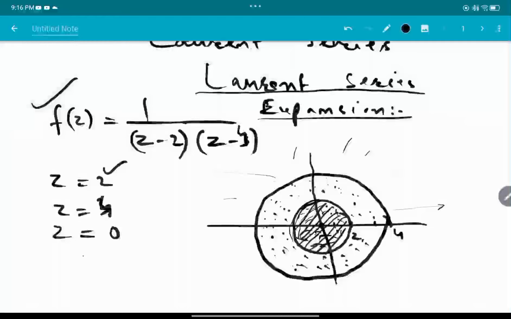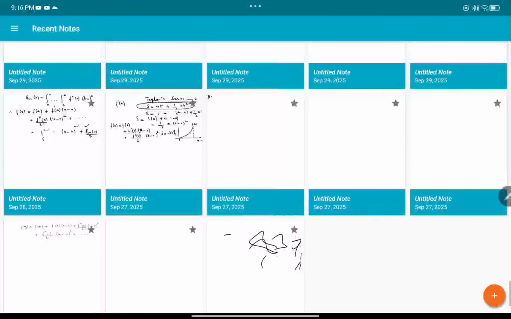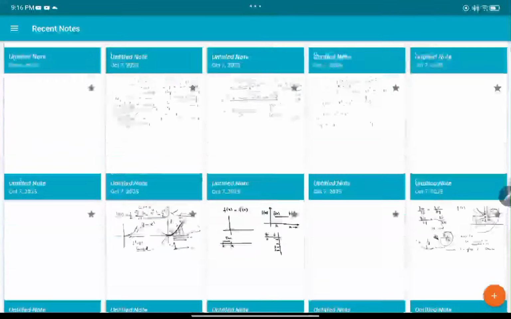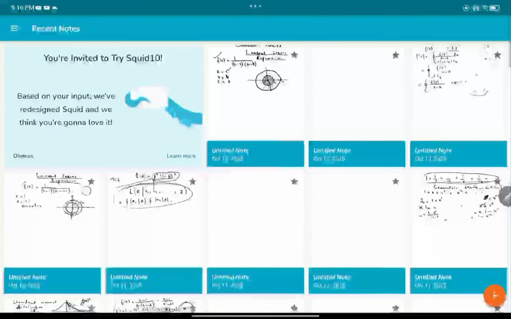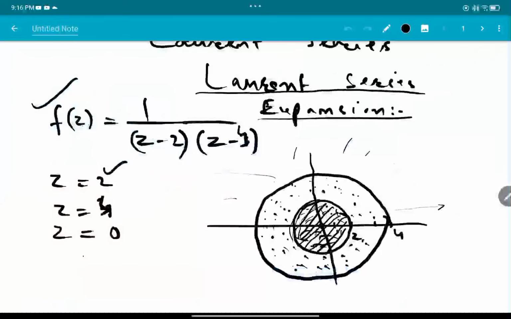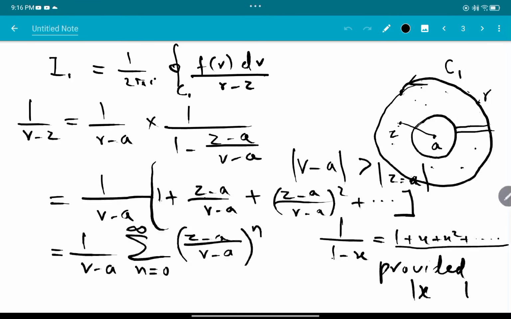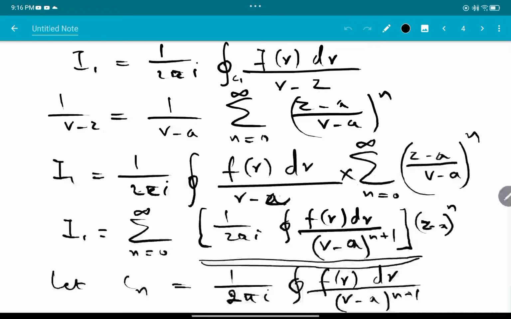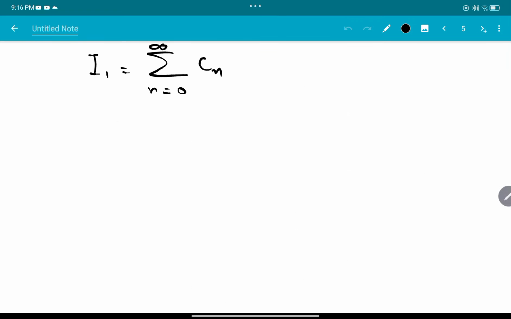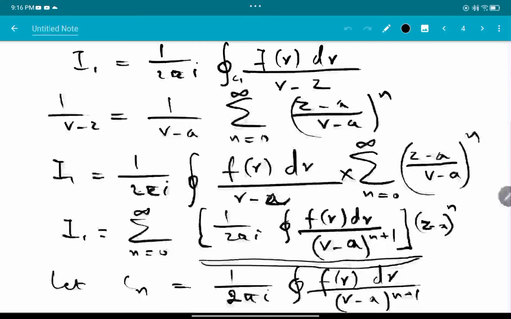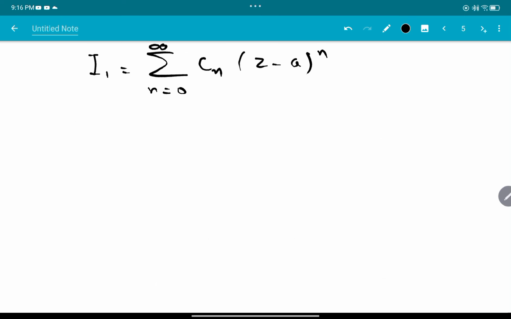Once again, for your satisfaction, in this place I have written Cn, and the rest is z minus a raised to n. So good. That is it.